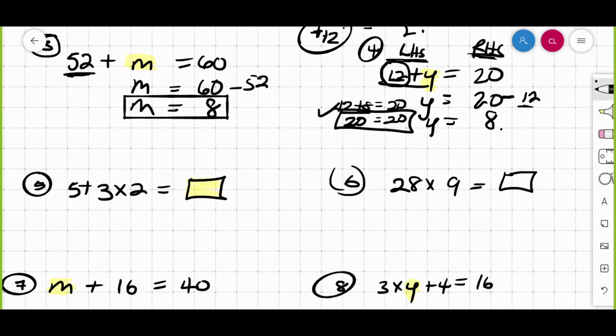So that's one way to explain it. Another way to explain it is that I take 12 from one side, I have to take 12 from the other side. Either way you interpret it, the result is going to be the same.